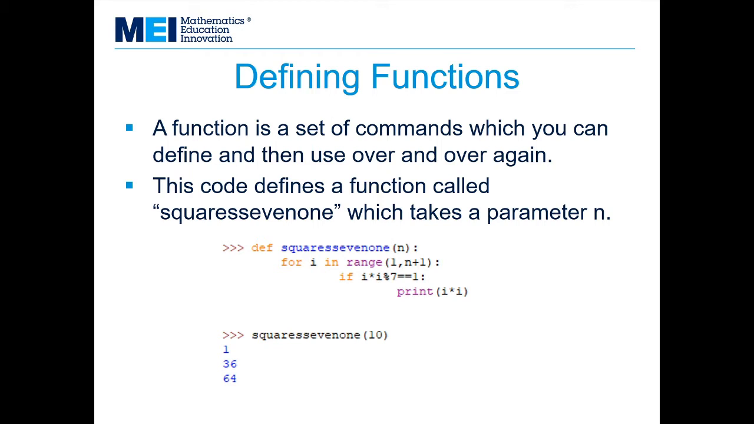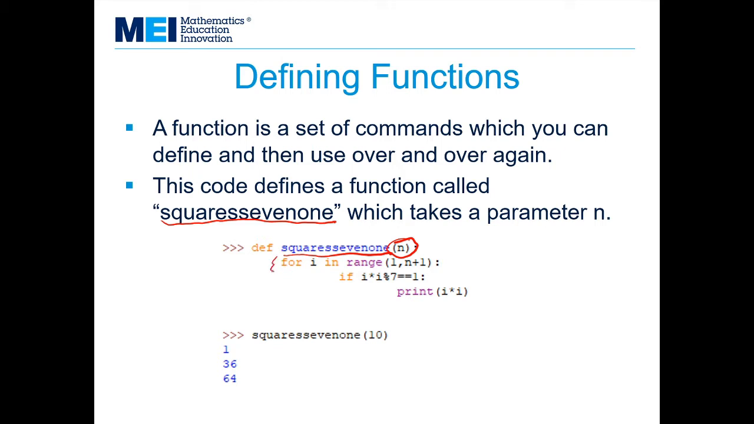A function is a set of commands which you can define once and then you can use over and over again. We're going to start by looking at an example of a function, and then we're going to look at what happens when we use it in the shell. So this is a function called squares7one, where I've said def squares7one. Def means that I'm defining a function. And this function takes a parameter called n. So n is the number that I'm going to use within my function.